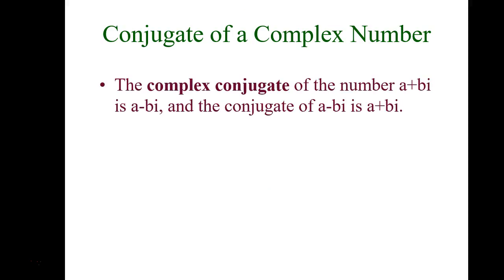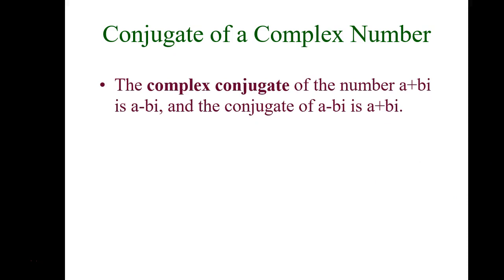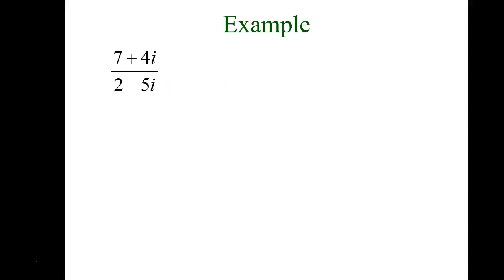A term you want to be familiar with is the conjugate of a complex number. And so a conjugate is essentially where you take a binomial and the second term of the binomial you change the sign. So if the number is a plus bi, the conjugate would be a minus bi. So we're going to use that in a question like this, where they're asking us to divide these two complex numbers. So we have 7 plus 4i divided by 2 minus 5i.